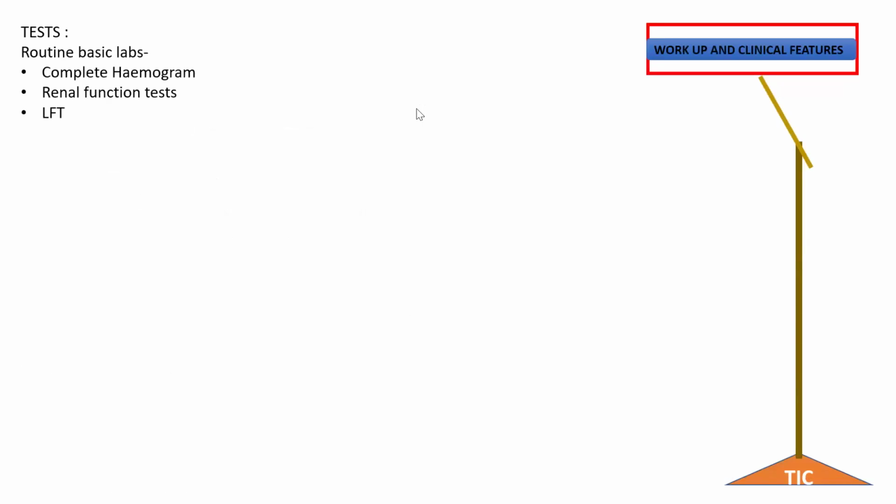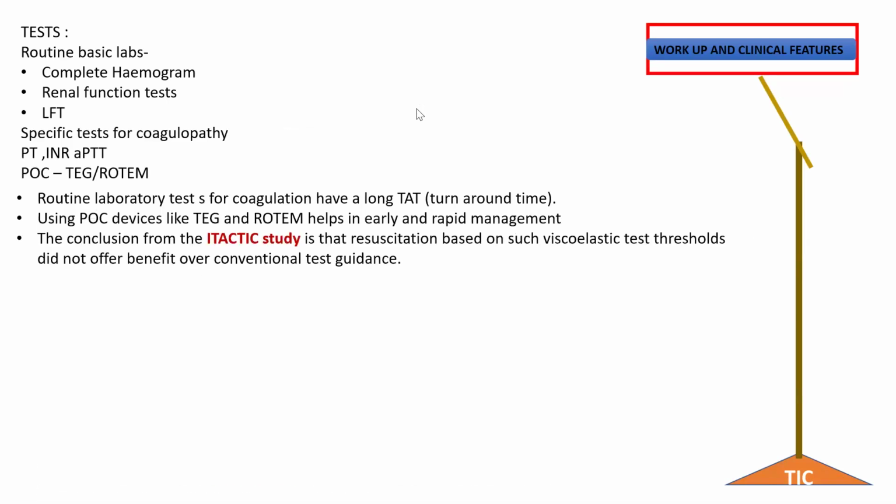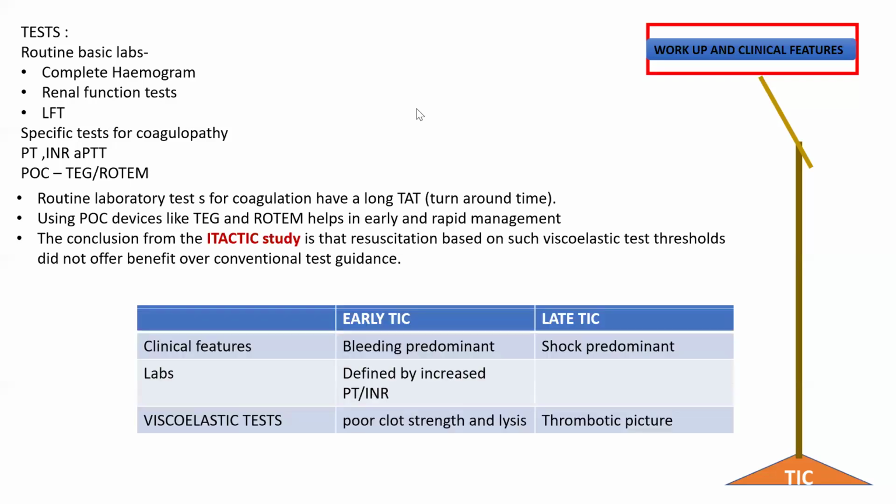So the workup was done, along with all of the specific blood tests like your coagulation parameters and ROTEM. Routine blood tests like your complete hemogram, renal functions, and liver functions should be done. There have been large studies to check whether a TEG and a ROTEM is always necessary for managing a patient with coagulopathy, but no such evidence was found. It was found that using your routine laboratory parameters would be sufficient. That is one of the reasons there is no wide guideline telling that there is always a necessity to use point of care devices for a patient with coagulopathy. That is your IATIC study.